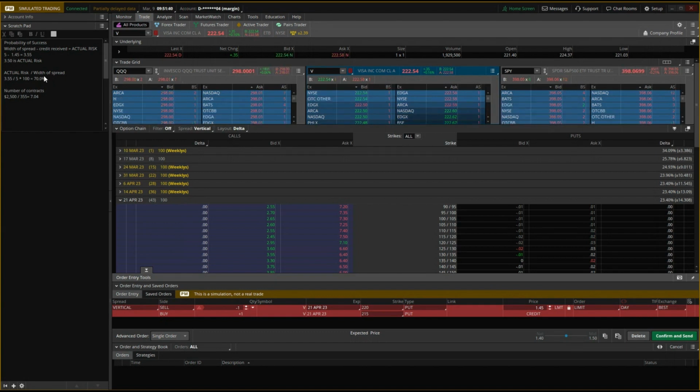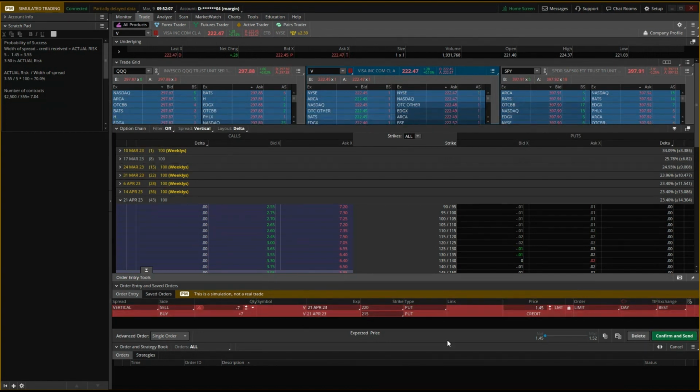So based on that, how many contracts do I want to buy? Let's say I want to commit $2,500 to this trade. So I just take that $2,500 and divide it by the actual risk, which is $355. That's going to give me an actual number of 7.04. So 7 contracts. So let's go down here into the trade setup, and I'm just going to change that number to 7.